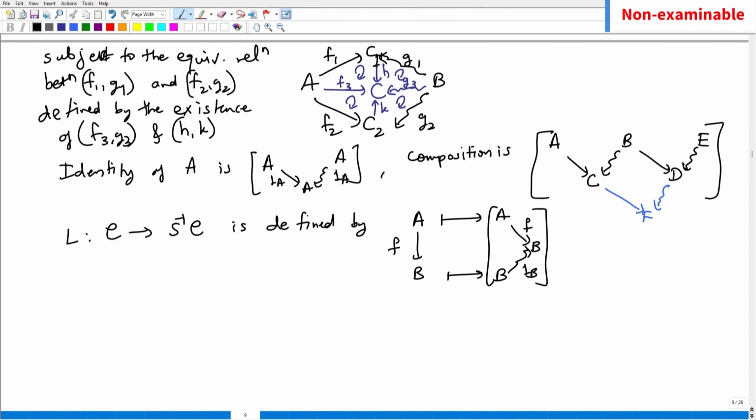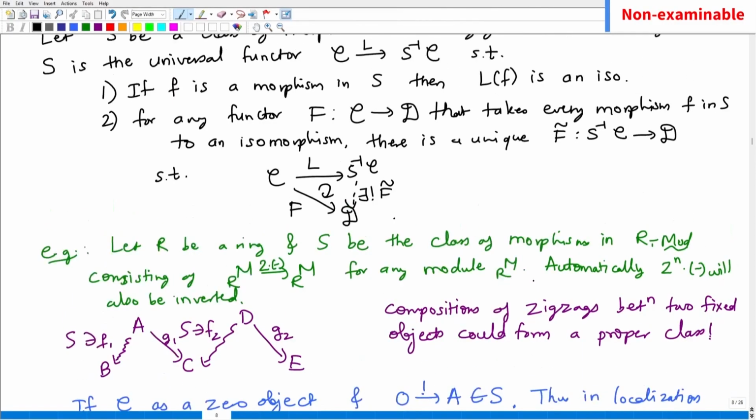And then for a given functor F, what will F tilde be? We want this diagram, C to D also, if that is given, what will happen with S inverse C? A to B via F and A to A via 1 sub A. Yeah, I mean, you have to describe a map, a functor F tilde. So it will take an object A to what? Object A to FA. Yeah, FA.